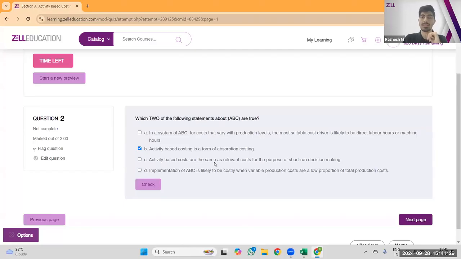Activity based costs are the same as relevant costs for the purpose of decision making. We've not learned relevant costs, but I can tell you, of course, these are two different methods. So the costs are not the same. So this is false. Implementation of ABC is likely to be costly when variable production costs are a low proportion of total production costs.